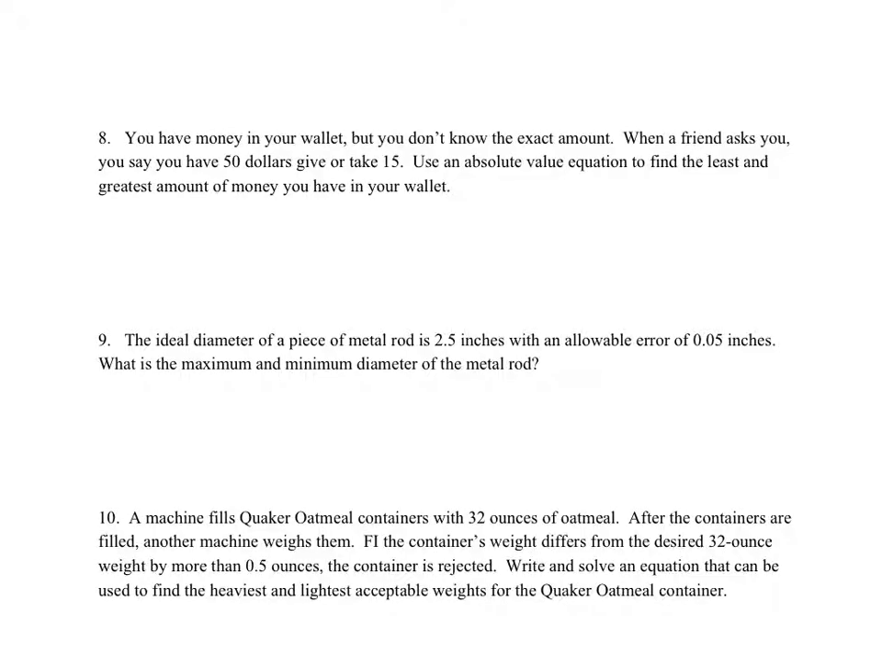When you're solving absolute value word problems, what I want to do is, there's always some type of tolerance, like give or take, or within, or the error. So that number is always by itself. So this question is, you have money in your wallet, but you don't know the exact amount. When a friend asks you, you say you have $50, give or take 15. So this give or take 15 is the tolerance. So I'm going to put 15 by itself. Use an absolute value equation to find the least and greatest amount.